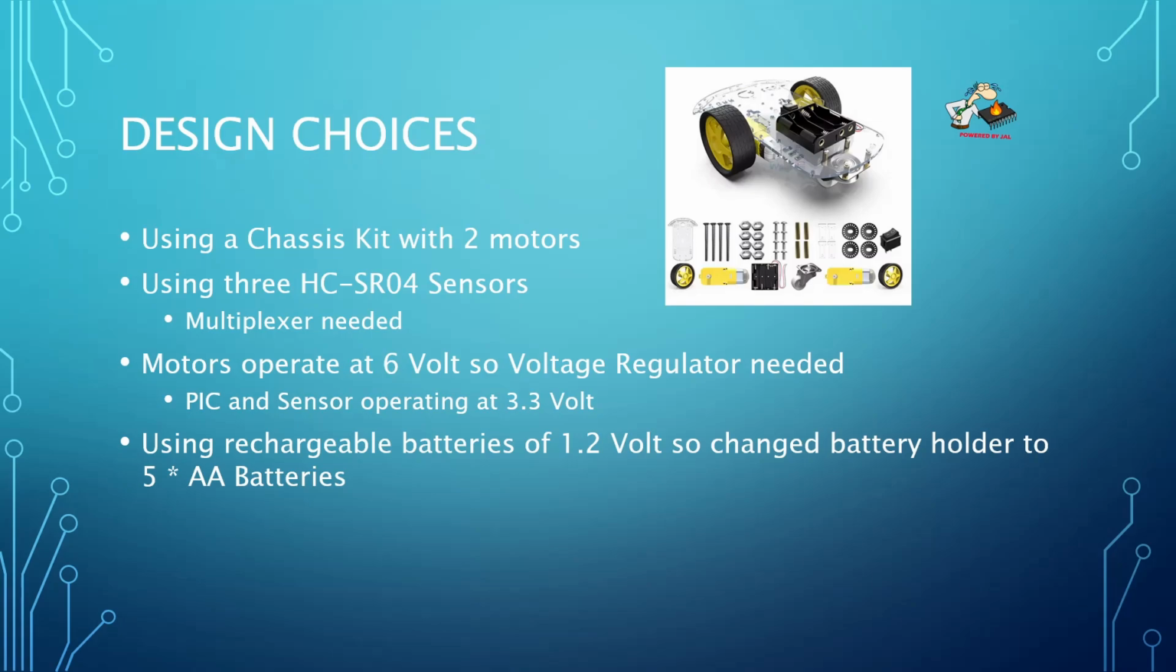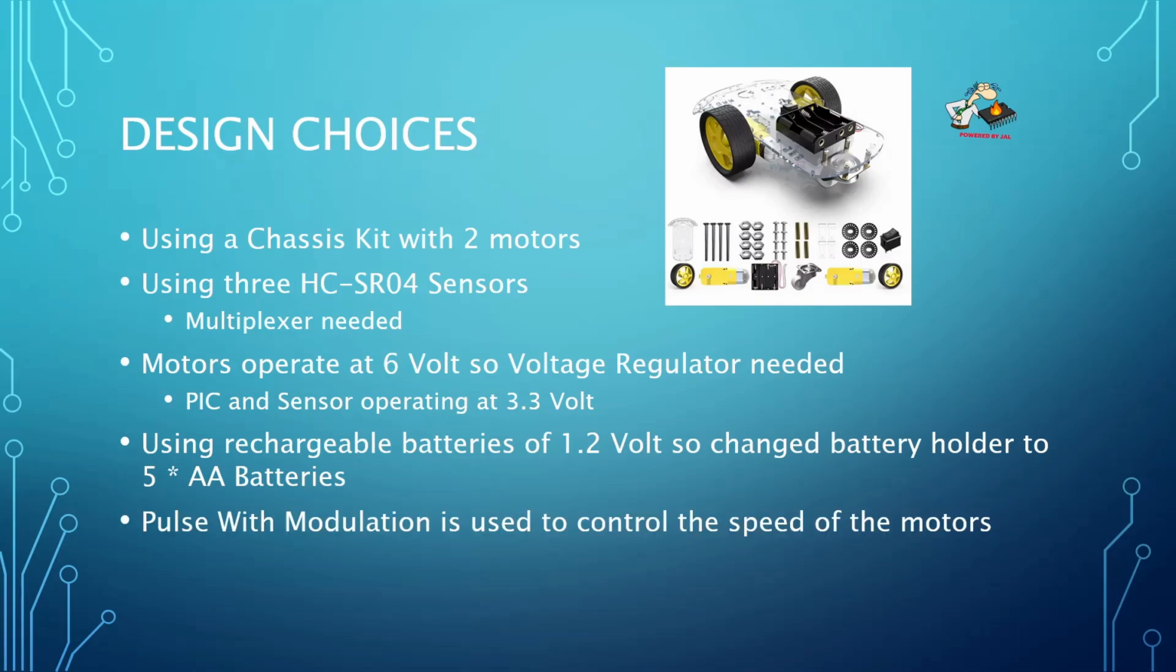And I wanted to use rechargeable batteries, but when you buy this kit it has a battery holder for 4 batteries, but that's not sufficient if you're using rechargeable batteries. So I replaced it by a battery holder that can hold 5 AAA batteries. And I'm also using pulse width modulation to control the speed of the motors, since these motors are DC motors, and the way to control the speed is by using pulse width modulation.